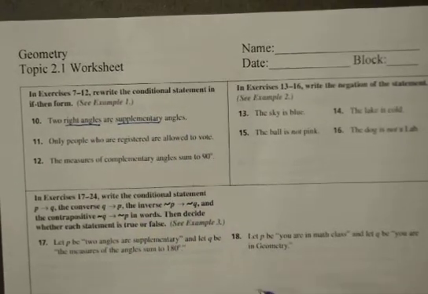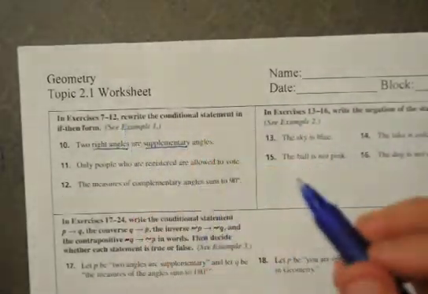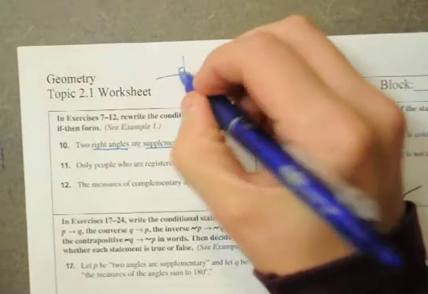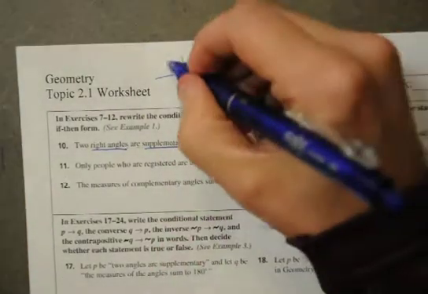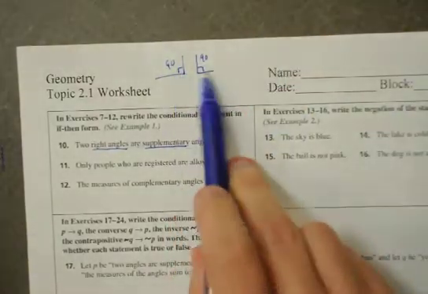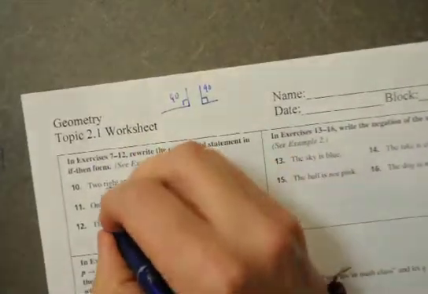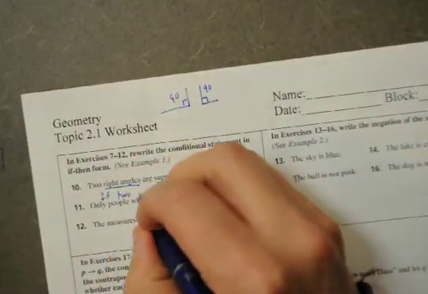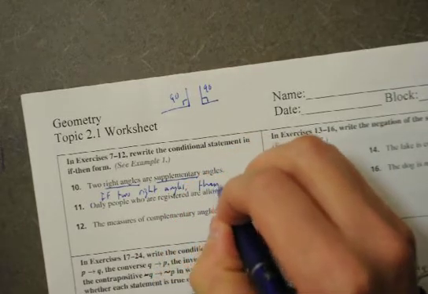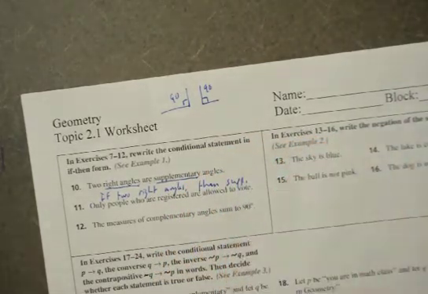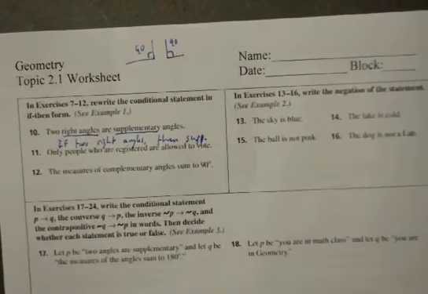So the proper way to think of this is if you have two right angles, then this is 90 and that's 90 by default, they have to add up to 180. So if two right angles, then they are supplementary. S-U-P-P for supplementary. Alright, that's how you work that out.